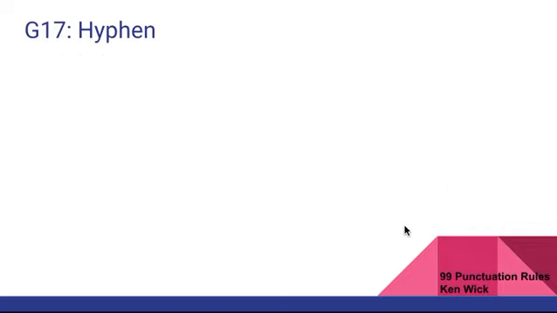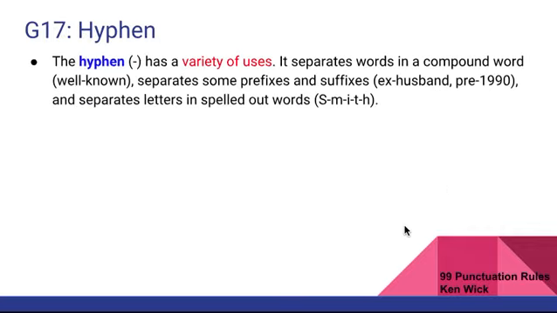A hyphen. A hyphen has a variety of uses. It separates words in a compound word, like well-known. It separates some prefixes and suffixes, like ex-husband and pre-1990. And it separates letters and spelled out words, like S-M-I-T-H.